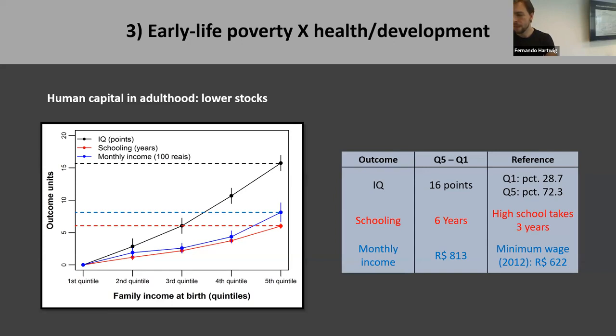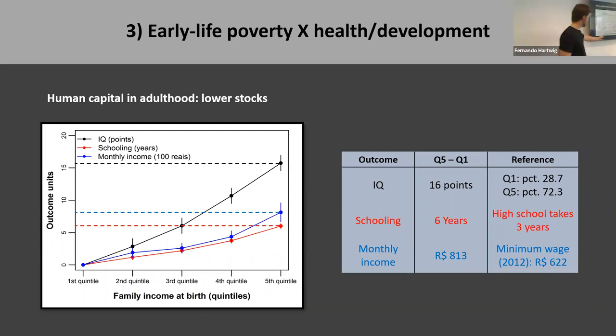Monthly income. The difference between the wealthiest and the poorest was 800 Brazilian reais, which is the Brazilian currency. What does that even mean to you guys? The minimum wage in 2012, which is when we took those measures, was 622. So the difference was substantially greater than one minimum wage. So we are talking about big differences here, right?